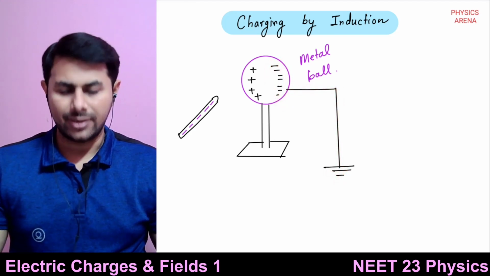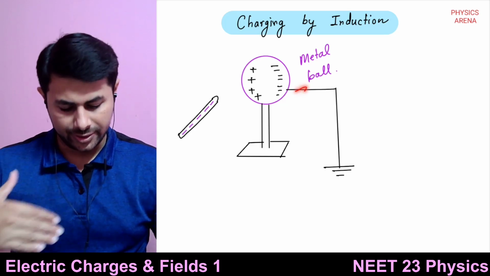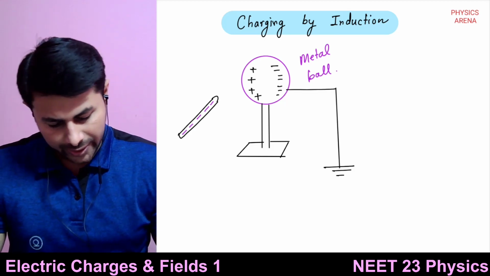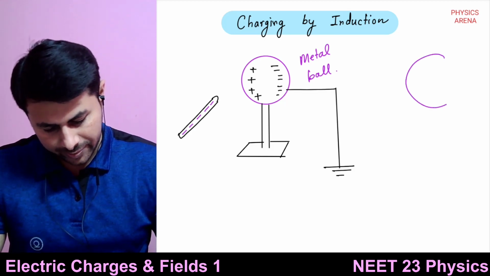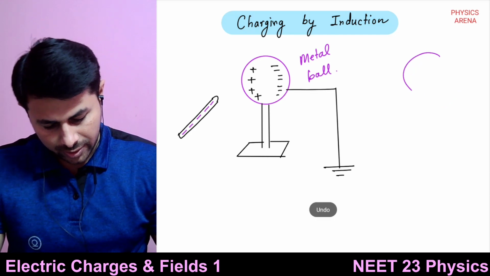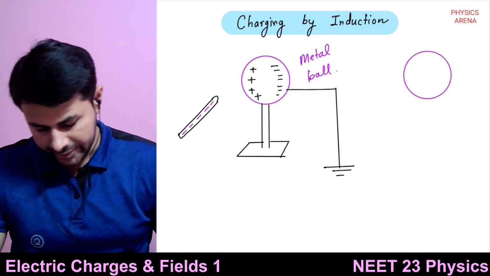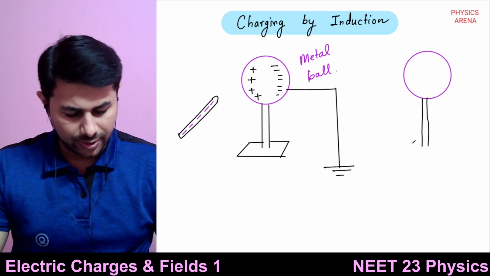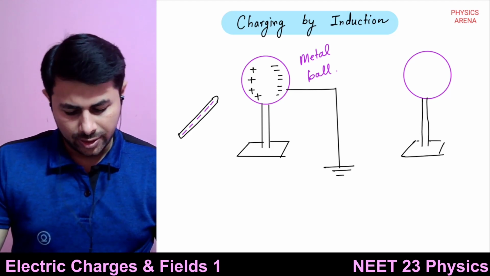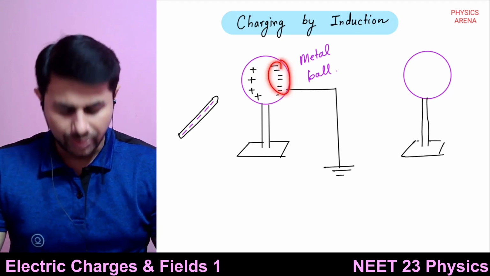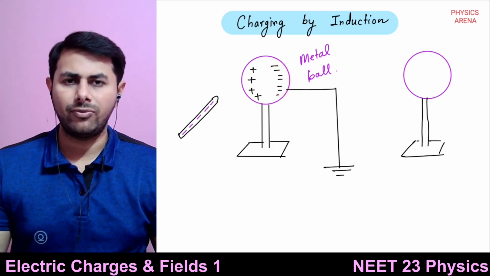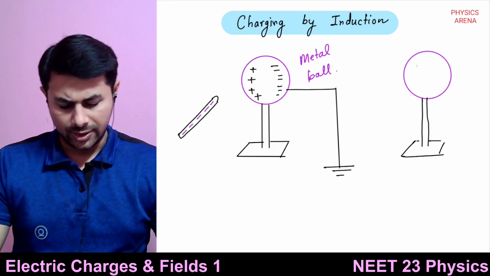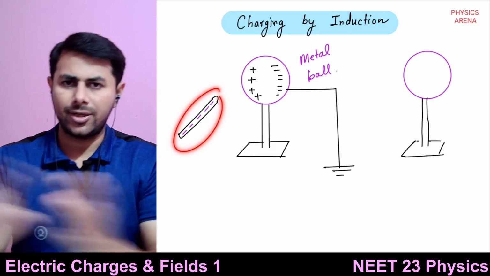So now what happens after that? You can remove this wire. Okay, the job of wire is done. So now you have your metal ball mounted on this stand, right? So now we have removed electrons, so the metal ball will have positive charge. Okay, so it will have a positive charge. And now you can remove this rod also.